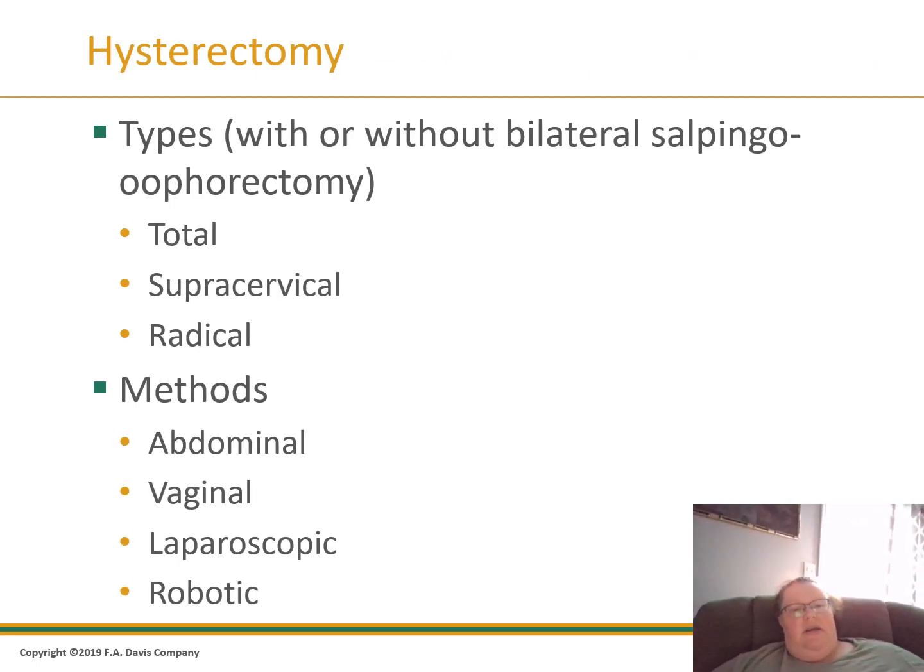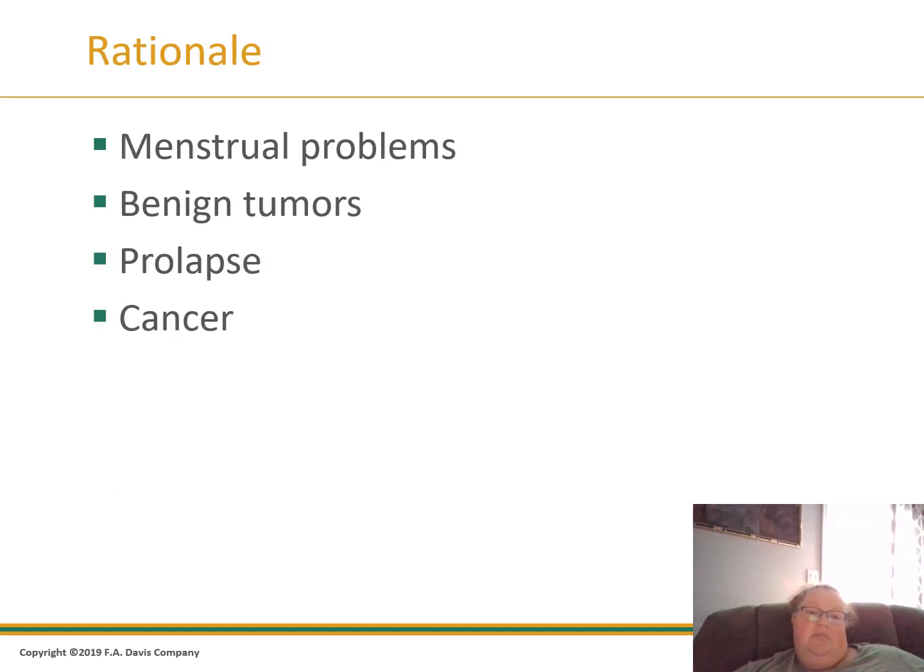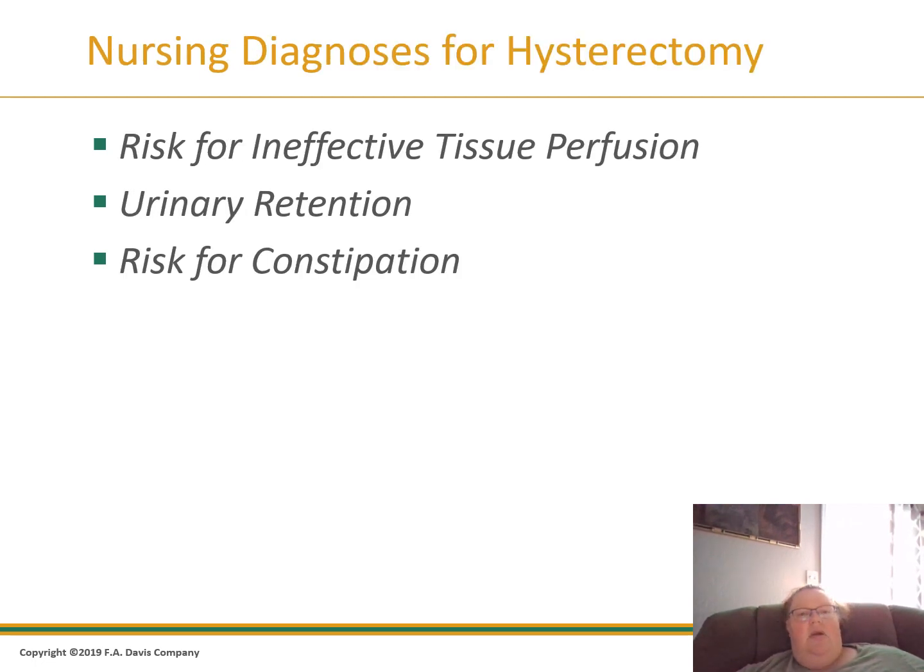For a hysterectomy, there's a total hysterectomy, which is your uterus, the supracervical hysterectomy, and then there's a radical. They can do it through the abdomen, vaginal, laparoscopic, and now robotic. Reasons why you would have one are menstrual problems, benign tumors, prolapse, or cancer. Nursing diagnoses for hysterectomy are risk for ineffective tissue perfusion, urinary retention, and risk for constipation.